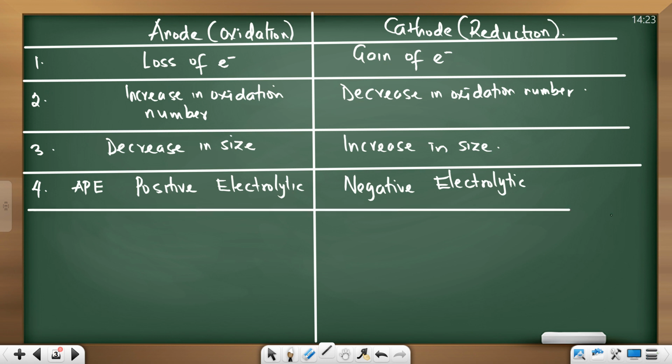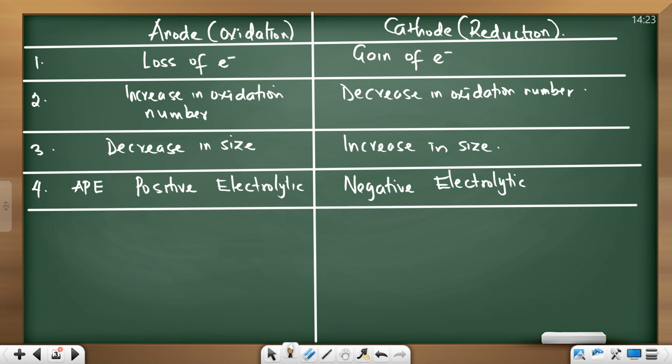Number five. The anode is negative in the galvanic, and the cathode is positive. All you need to do is get one right. Get this one right, and the rest will just fall into place. Positive in the galvanic. Once you can remember the word APE, you just flip it.